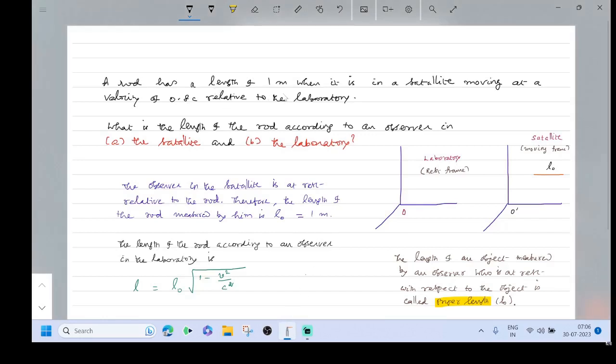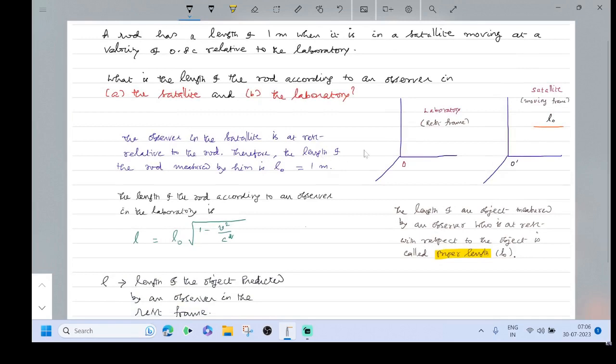A rod has a length of 1 meter when it is in a satellite moving at a velocity of 0.8 c relative to the laboratory. What's the length of the rod according to an observer in the satellite and in the laboratory?